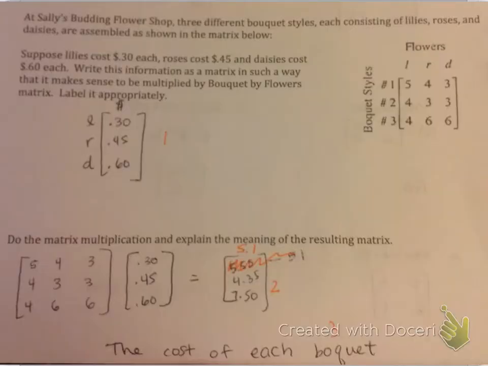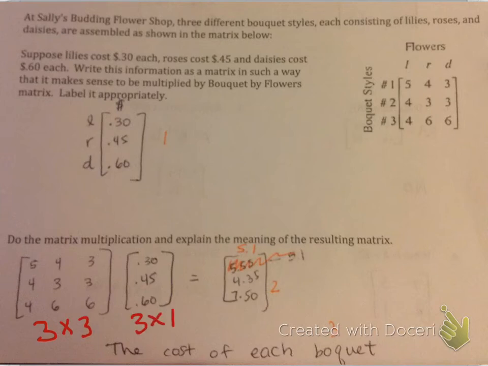Moving on to the next one, we're talking about flowers. Now you had to set up this cost matrix vertically like this. If you set it up horizontally, when you multiply, it's not going to mean anything. So I need to set this one up vertically like so: lilies, roses, daisies, and their cost going down like that. Then I'm going to multiply this 3 by 3 matrix with this 3 by 1 matrix, so I can do that.